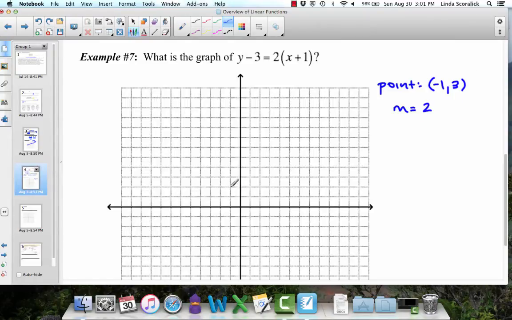Plot the point, -1, 3, and then count. 2 is like 2 over 1. So the rise in this case is 2, we go up 2, and the run is 1, so we'll go to the right 1. Up 2, right 1. We can also go down 2 and left 1. Again, we would use a ruler to connect the dots, draw arrows on the end, and that's the graph of that equation.